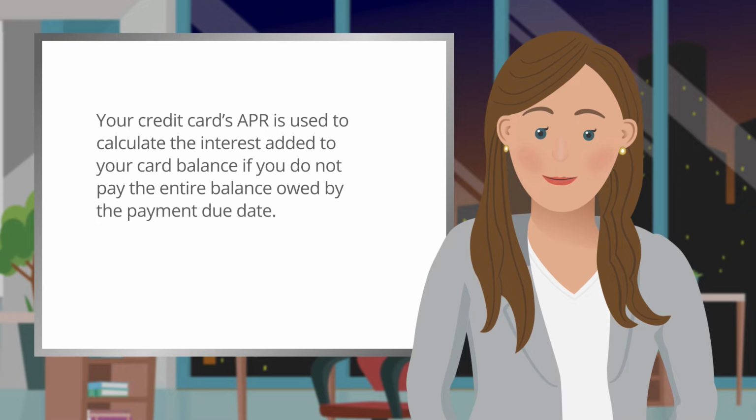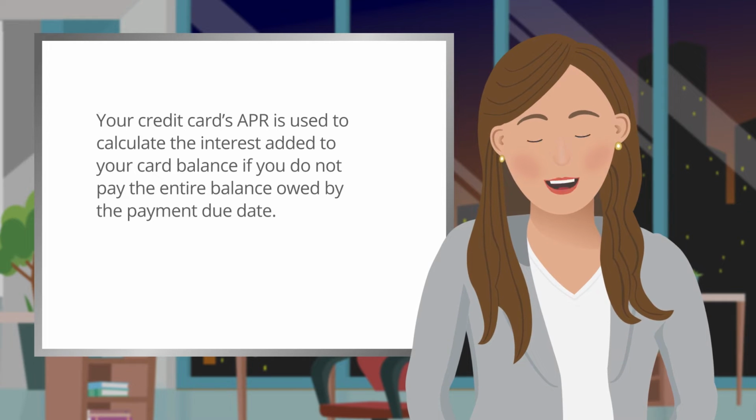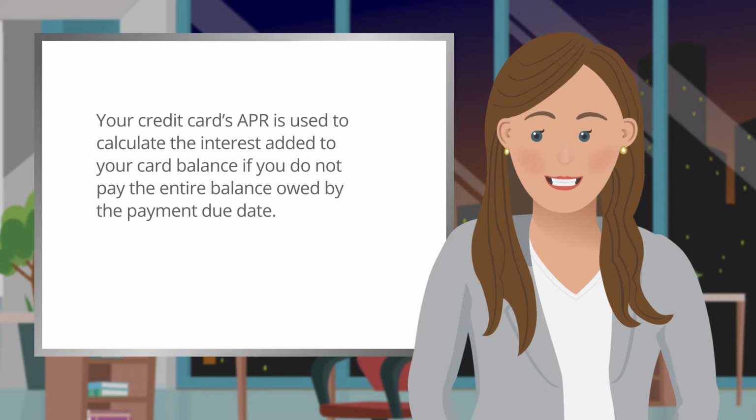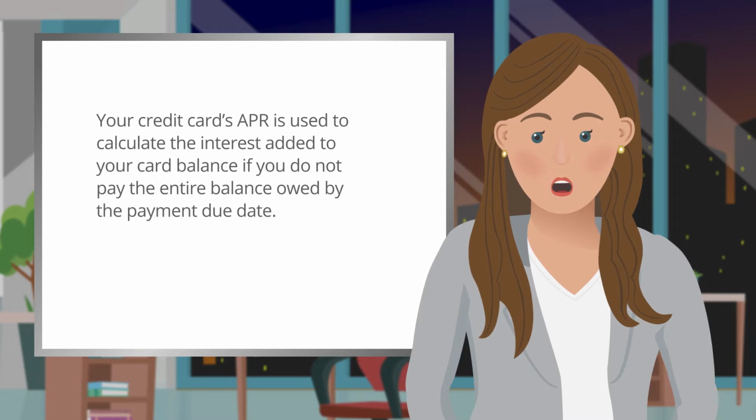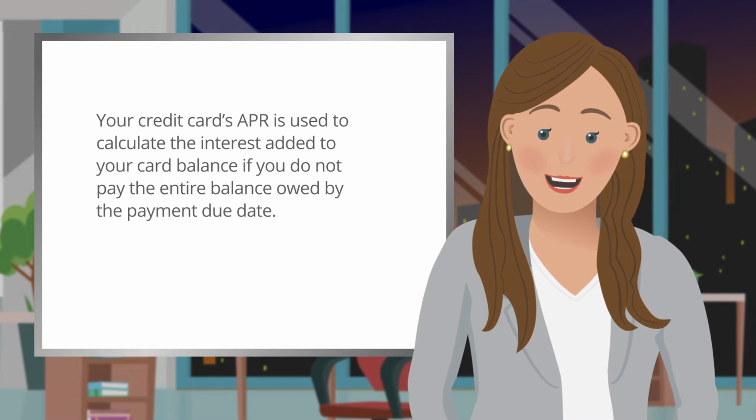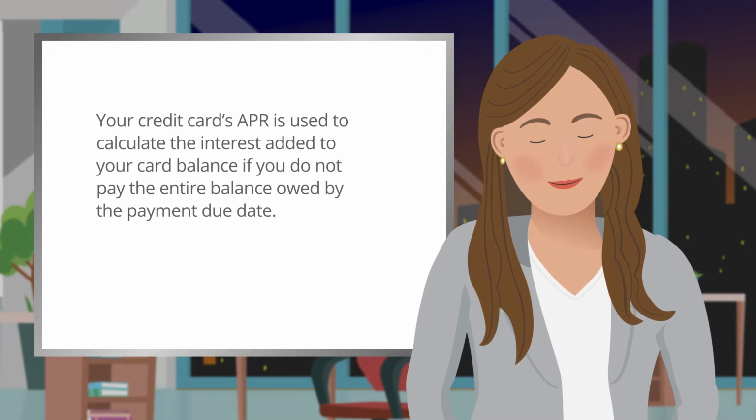Your credit card's APR is used to calculate the interest added to your card balance if you do not pay the entire balance owed by the payment due date. And if your credit card does not have a grace period, you will be charged interest at the designated APR even if you do pay off your balance each month.